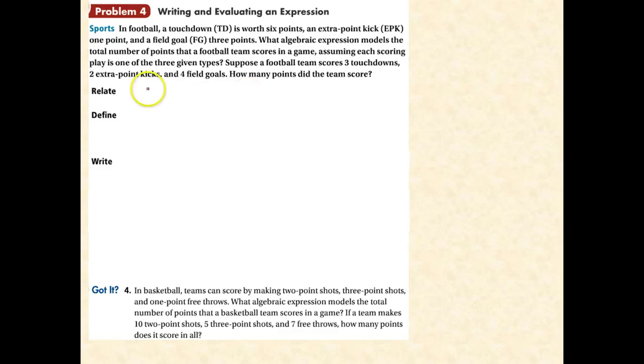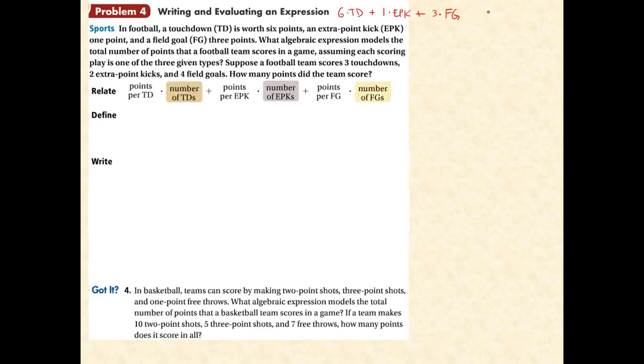So first we need to relate. We're going to get 6 points for each touchdown. So that's like 6 times TD, plus we're going to get 1 point for each extra point kick, plus we're going to get 3 points for each field goal. So that's kind of what we did here. Points per touchdown was 6 times the number of TDs, plus points per extra point kick, that's 1 times the number of extra point kicks, plus points per field goal, that's 3 times the number of field goals.